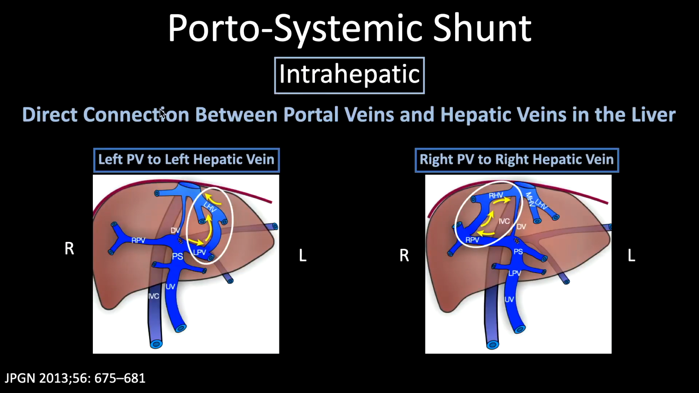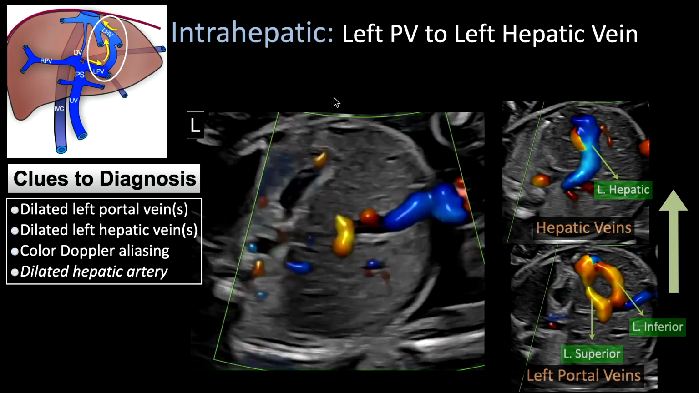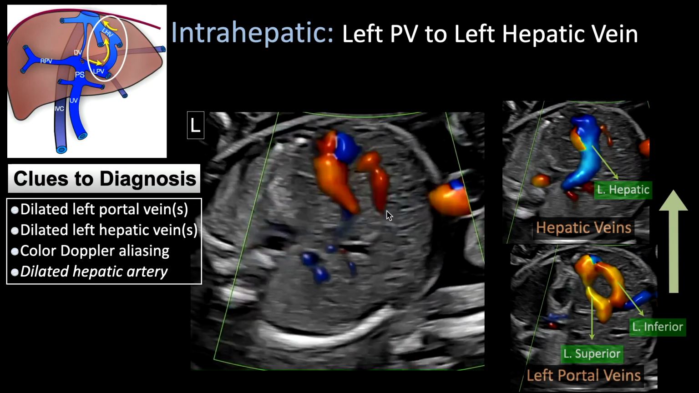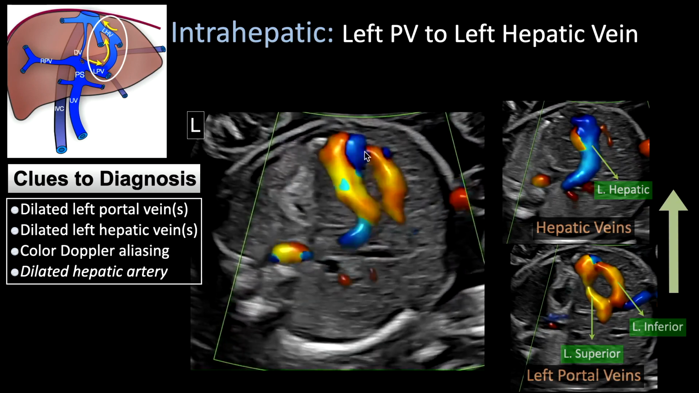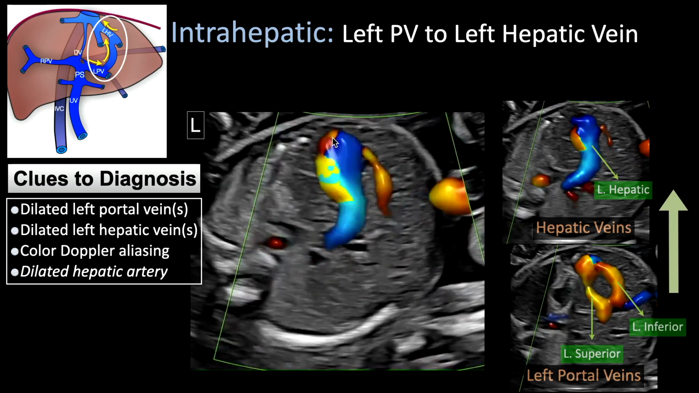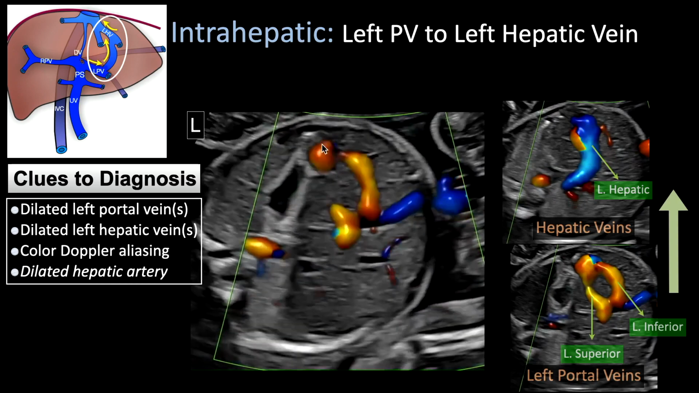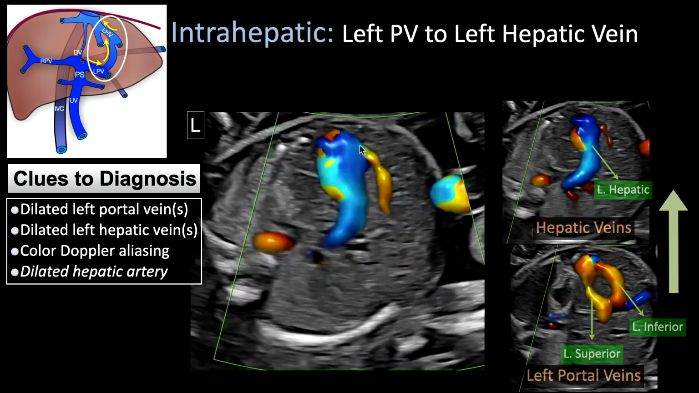So this is the most common, where you have a communication between the left portal venous system and the left hepatic venous drainage. So what you will see on ultrasound, here's what you will see. The umbilical vein coming in, and there's these huge branches of the portal venous system that are draining into the left hepatic venous system, you see. And this is where the fistula is, right around this level here.